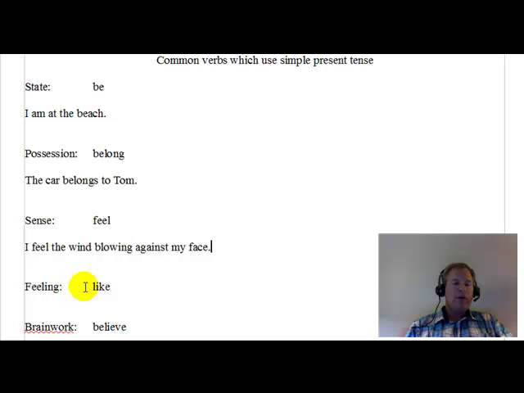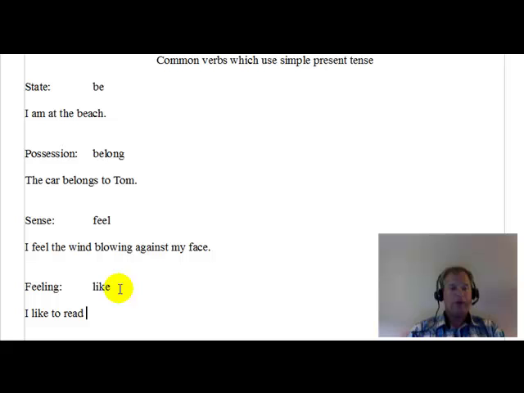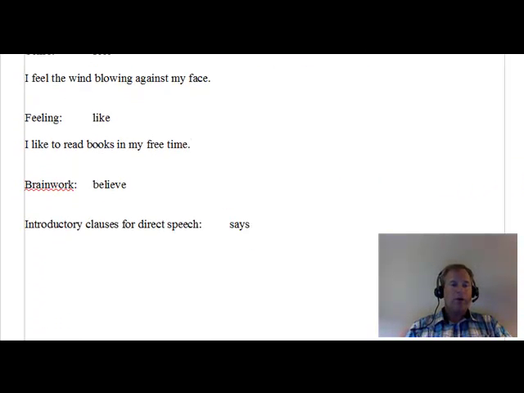You're discussing something happening in the present here. Okay, how about expressing a feeling? You might say, I like to read books in my free time, in that case. All right, let's take a look at another one. This one, I'm going to classify it more in terms of what I call brain work. It's sometimes things that you're thinking, maybe, about things, especially with TOEFL reading passages or lectures.